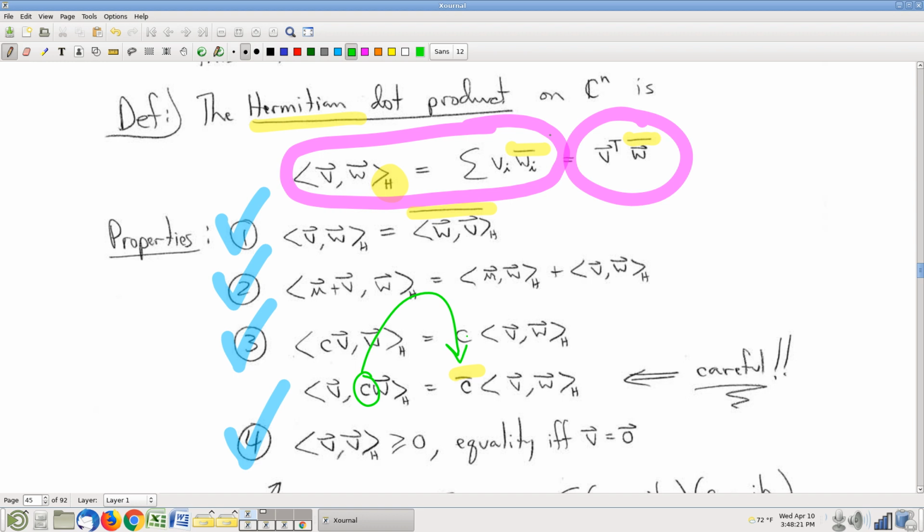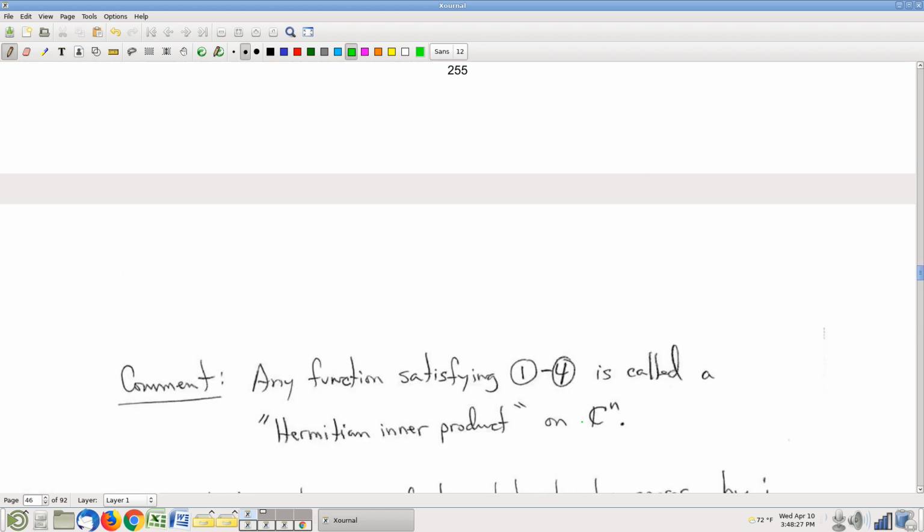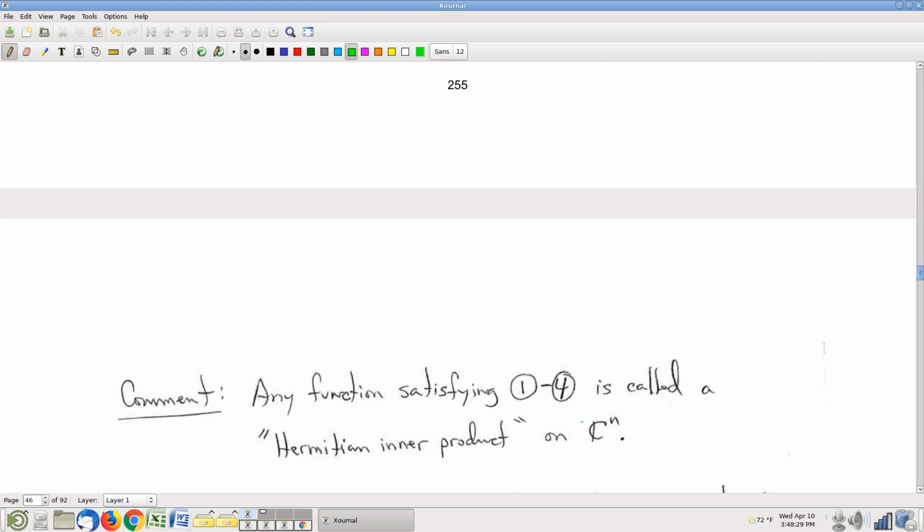So, moving along. A couple of little cultural points. You remember when we first wrote down dot products, and then we said, look, anything that behaves like the dot product, in terms of those four properties, we're going to call an inner product. And inner products are useful tools in a lot of circumstances. Likewise here, anything that behaves like the Hermitian dot product, we're going to call a Hermitian inner product. And Hermitian inner products can be really useful.